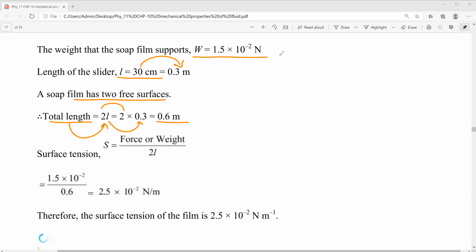Next, surface tension is calculated by using the formula weight divided by 2L. Here this is the weight and this is the total length, 2L. After substituting, we got surface tension 2.5 into 10 to the power of minus 2 Newton per meter. So I hope you got this one.